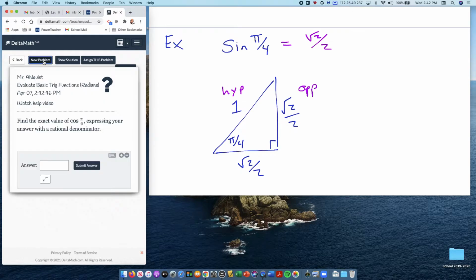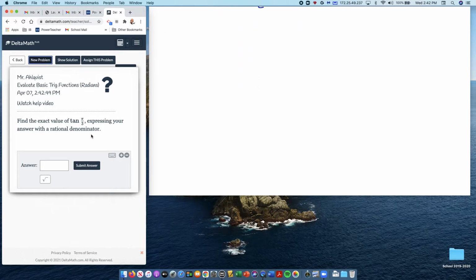Let me show you one thing that happens when you have to do a tangent one. So let's take this one, the tangent of pi over 3. This is the one that's going to extend you a little bit. If you have to find the tangent of pi over 3, pi over 3 is a 60-degree reference angle. So it's the triangle that looks like this, where this is pi over 3.